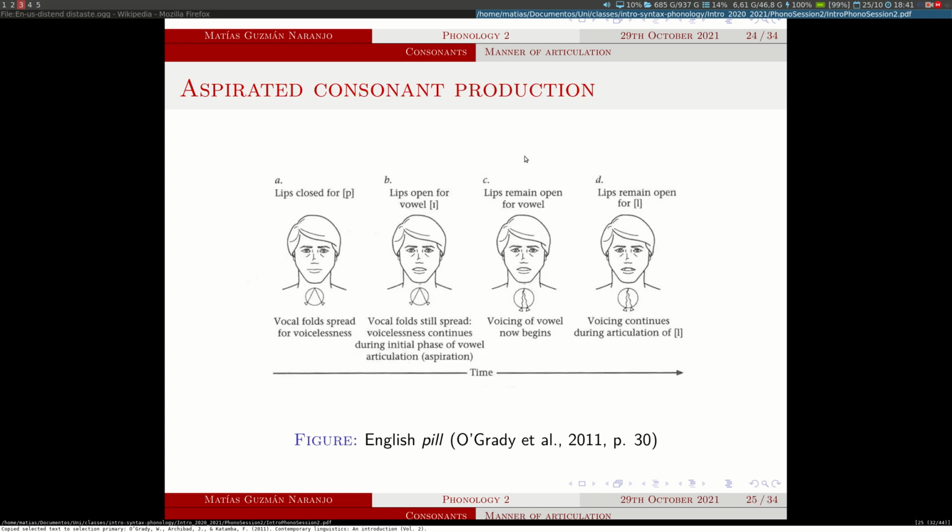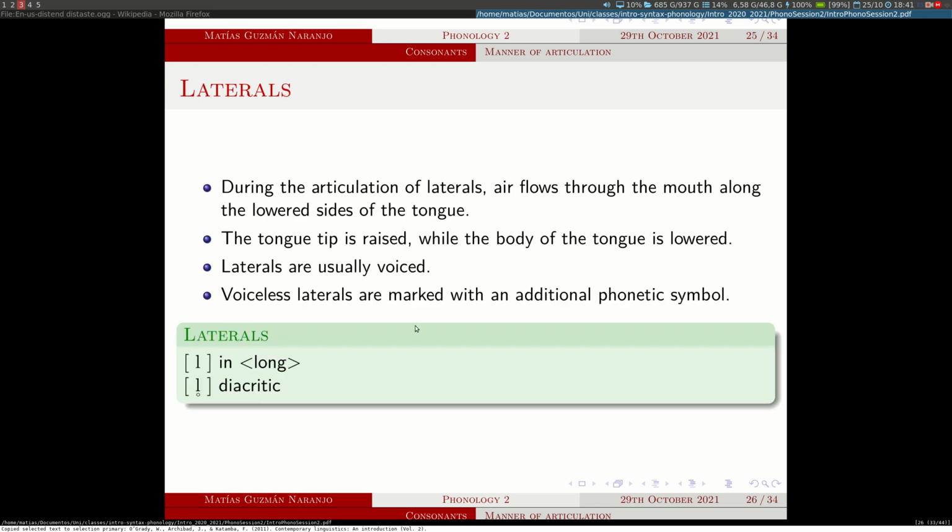Right. And here's the diagram of what happens in an aspirated consonant. The point is that the vocal folds spread. So for the P, the vocal folds spread for the voicelessness, and the vocal folds are still spread while the lips are open for the E. And this voicelessness continues during the initial articulation of the vowel. This is exactly what causes the aspiration: this extended openness of the folds.